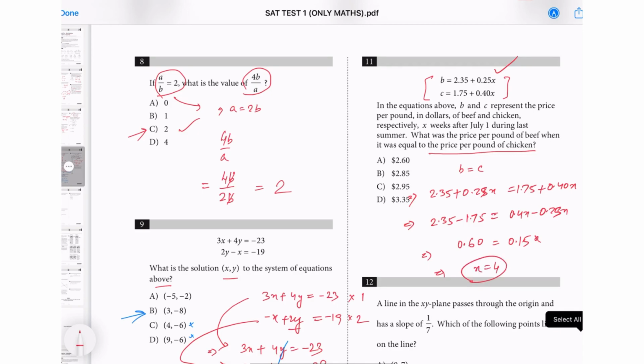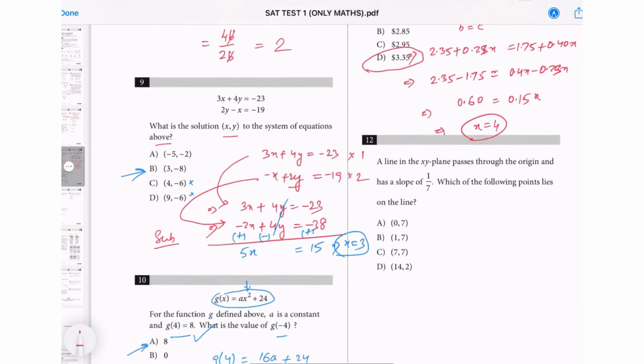But we need to find the price per pound of chicken. It means we just need to know the price of beef. Basically both of them are equal. So B is equal to 2.35 plus 0.25 times x, which is 4. So it is 2.35 plus 1, so it is 3.35. It's a long question, but it was very easy. So this is the right option.